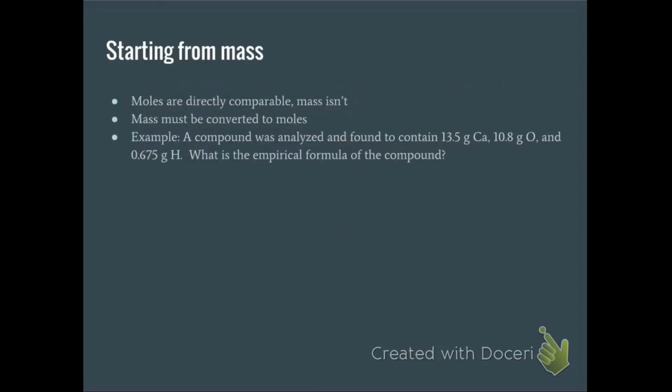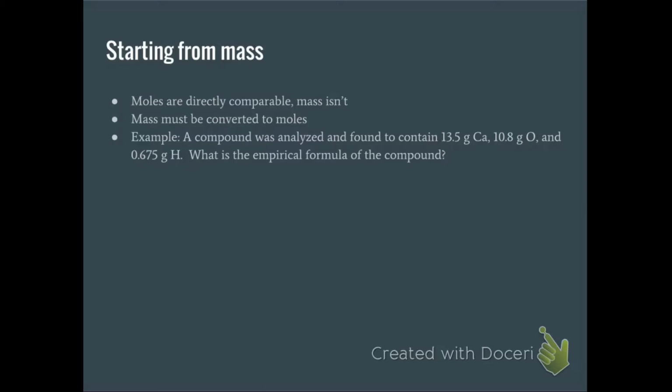So, starting from mass, like I just said, moles can be directly compared. They're always going to equal the same number of particles because 1 mole is always 6.02 times 10 to the 23rd, regardless of what kind of element we're looking at. Mass is pretty much never going to be directly comparable. You don't know how 1 gram of hydrogen is going to react with 1 gram of oxygen. So anytime you're starting from mass and you're trying to find empirical formula, you're going to have to convert to moles. For reference, this is actually true of most chemistry problems. If you're not in moles, you're going to want to get there.